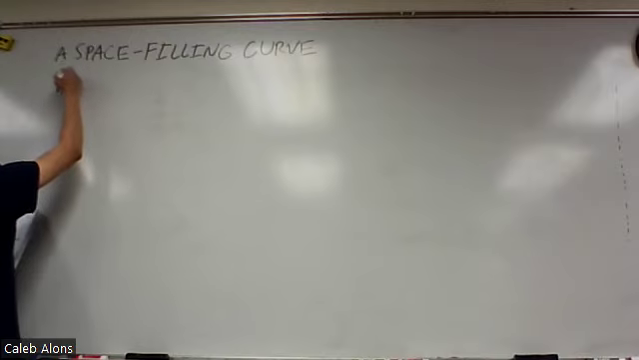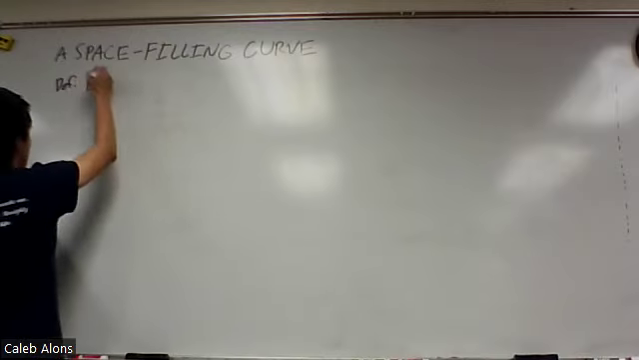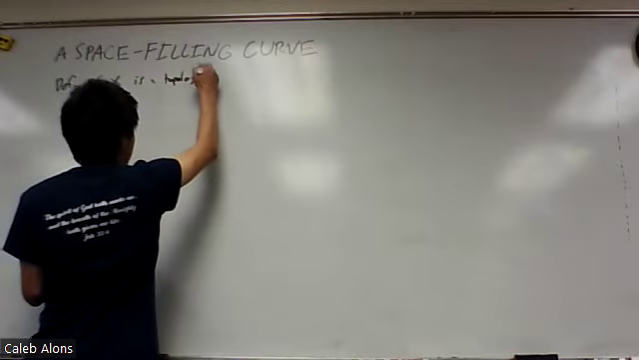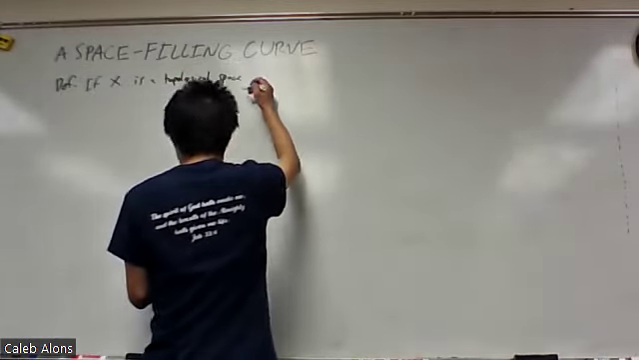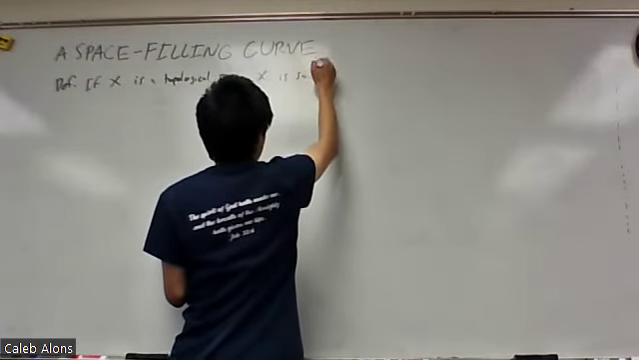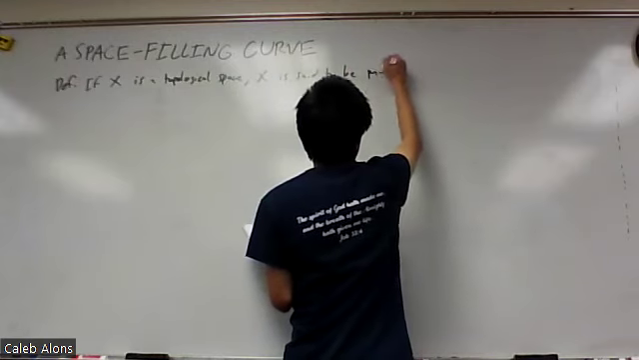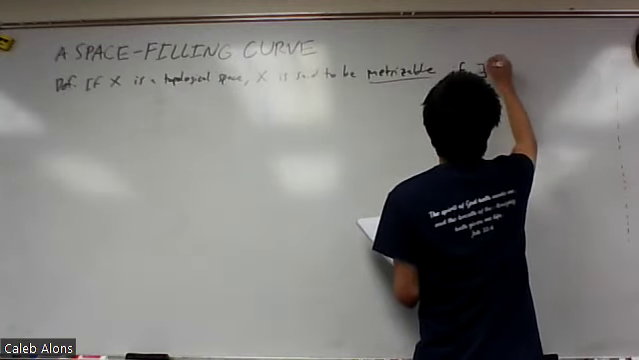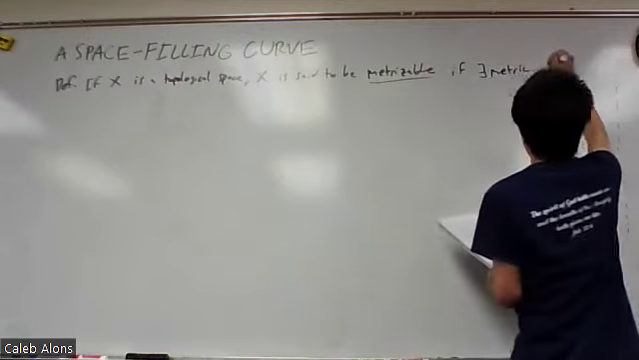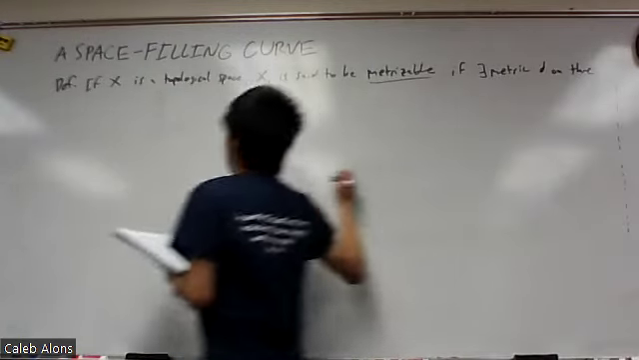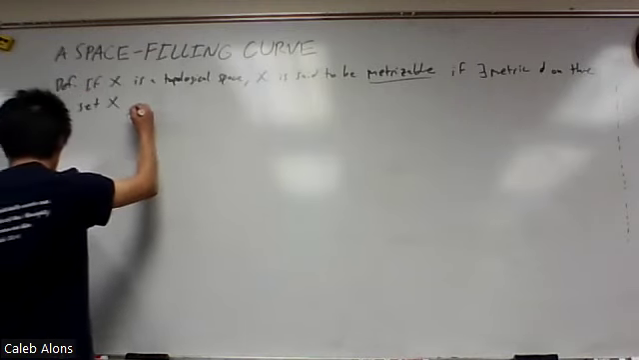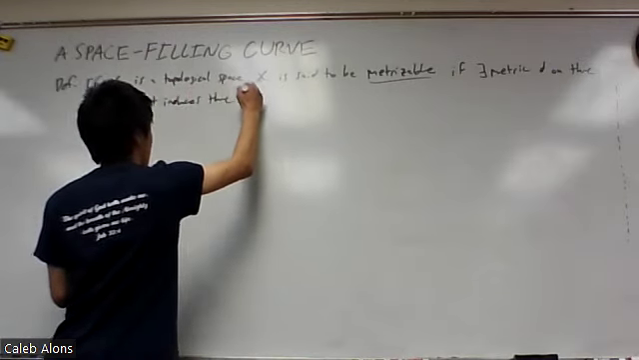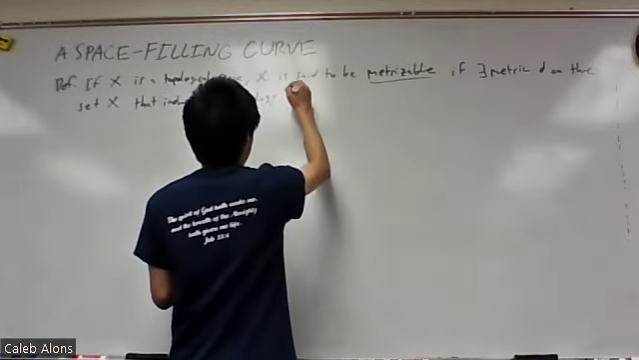As a means of review, if X is a topological space, then X is said to be metrizable if there exists a metric D on the set X that induces the topology of X.